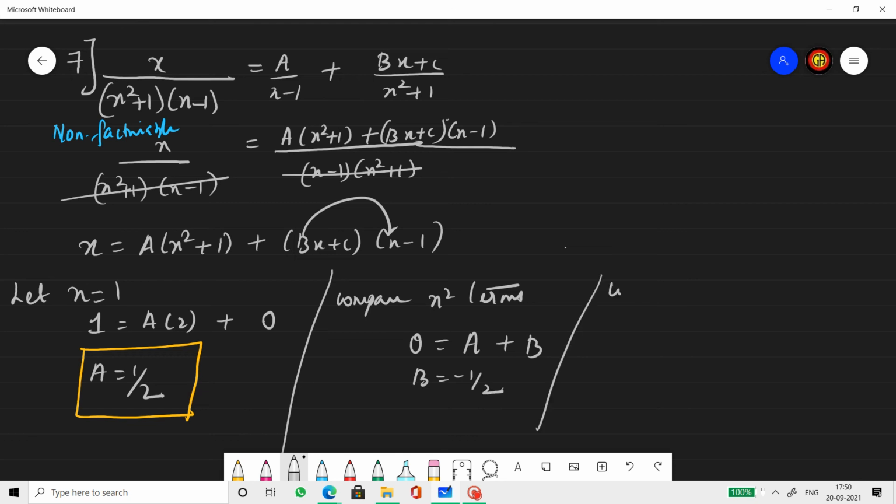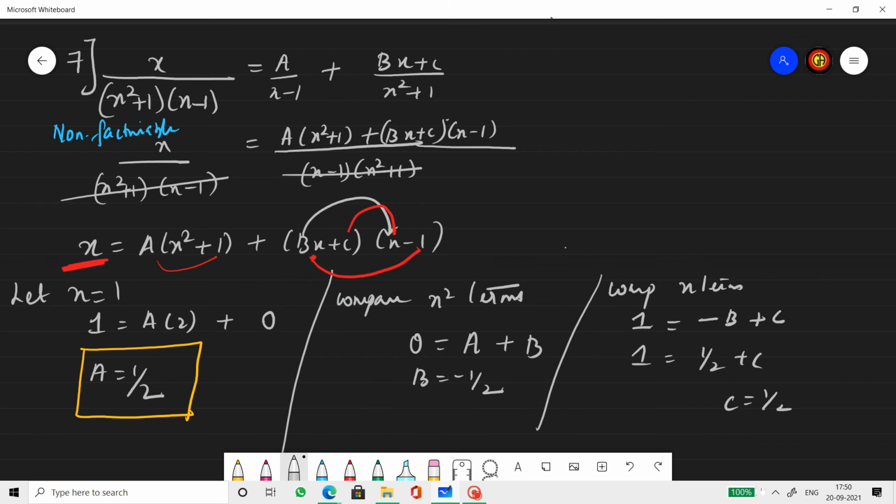Next we compare x terms. Once x square is over, compare the coefficients of x terms. On the x terms I get 1, because on the left side we have x, and here we don't have any x, whereas here when I multiply bx with minus 1, I have a chance of getting an x, and when I multiply c with x, we have a chance of getting an x. So it is minus b plus c, and b value we already found. If we substitute, that will be 1 by 2 plus c. So c equals 1 by 2. So a is 1 by 2, b is minus 1 by 2, and c is 1 by 2.